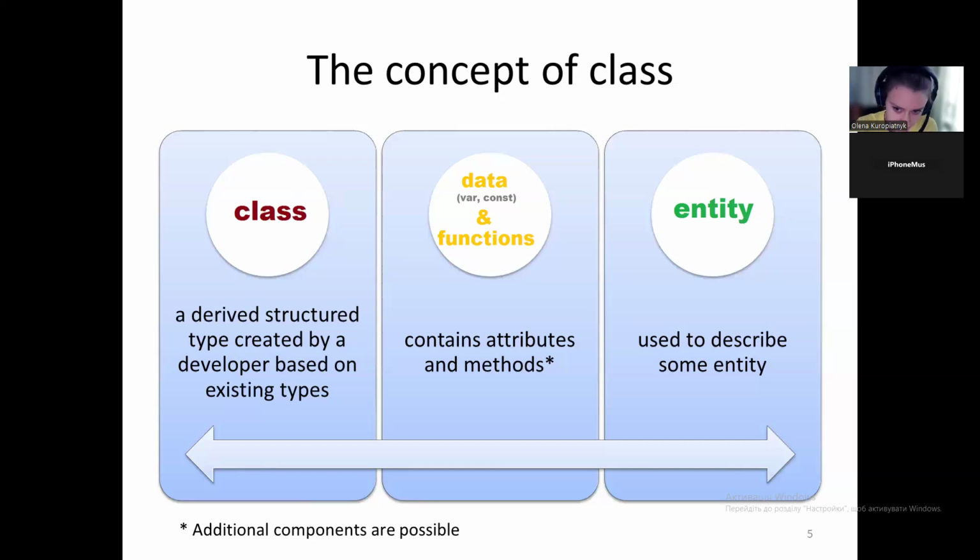Class usually has attributes and methods, but additional components are possible too. And from time to time, you can find classes that don't have attributes or don't have methods. It's a normal situation too. And what about entity? Class we use to define the general properties for describing some entity.